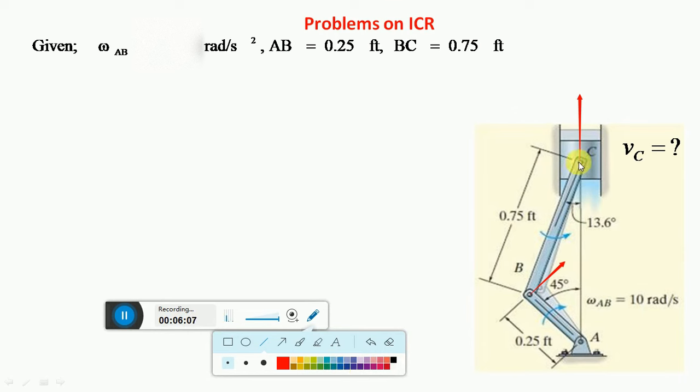Now how can we find the I center? First, by moving in a direction perpendicular to the translation. So we move in this direction. This is the VB direction, velocity VB, so we have to move perpendicular to this one. If we go along this, this will be the I center for this problem. Now once we get the I center, this is our point I.